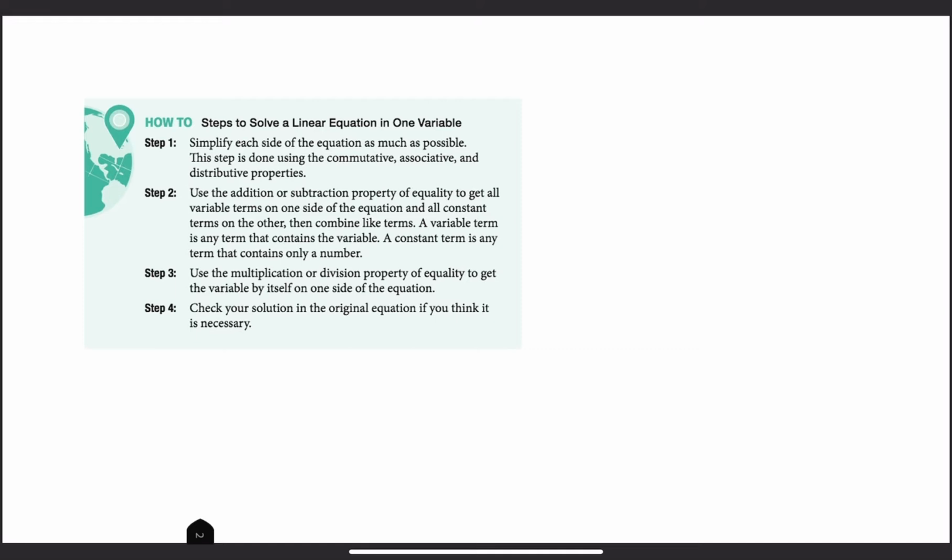Then step 3. Use the multiplication or division property of equality to get the variable by itself on one side of the equation. Then step 4, check your solution in the original equation if you think it is necessary. That will depend on the level of challenge of solving the equation and the likelihood of making a mistake, as the challenge increases. And the other part of it could be that you want to check an elaborate equation to see if you're right. As you get more practice, you'll be more confident in which ones need checking.